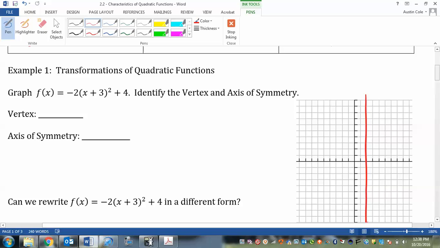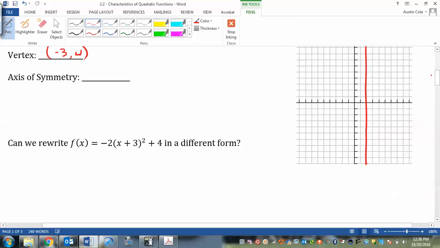Okay, first of all, what's the vertex here? It's going to be, Tristan? (-3, 4). So, -3, I can erase this line now. -1, 2, 3, and I'm going up 4. 1, 2, 3, 4. There's my vertex.